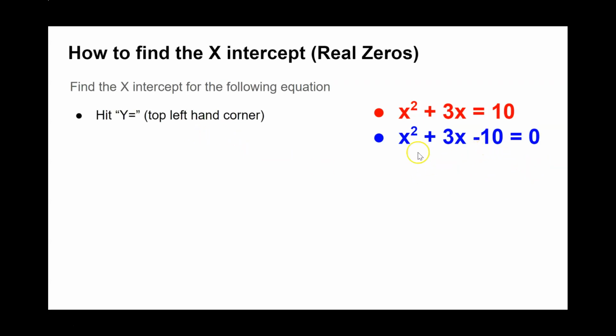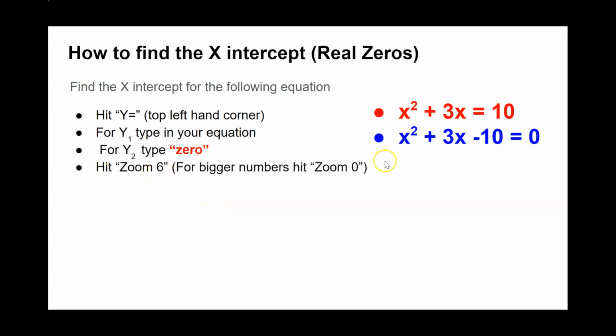But once you do get it to this side equal to the function, this side equal to 0, we hit the top left-hand corner, y equals. Type in y1, the first equation. So the left side is considered to be y1. So put into y1, x squared plus 3x minus 10. The right side of the equal sign, that's considered to be our 0, so you just type in 0.